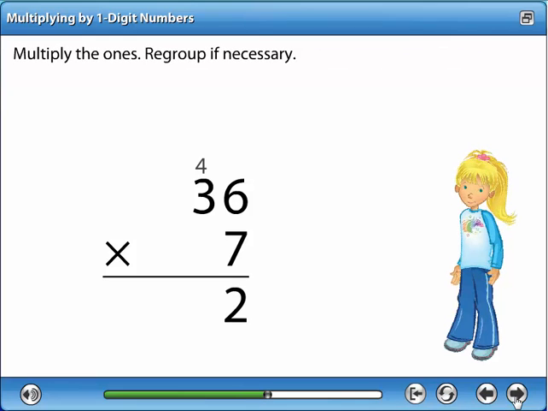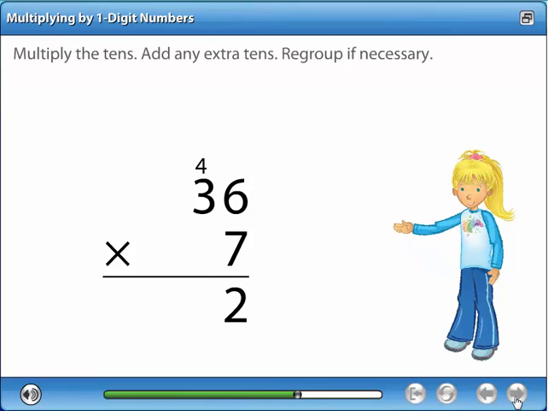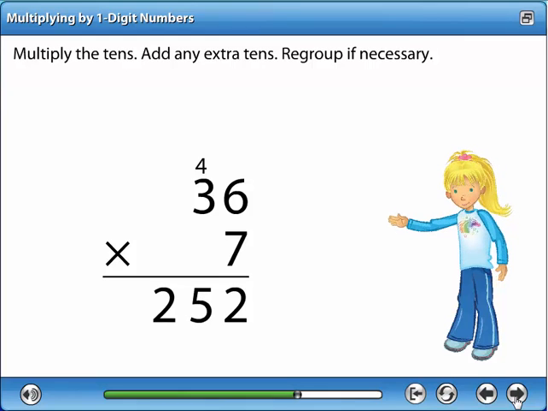Multiply the ones. Regroup if necessary. Regroup 42 ones as 4 tens and 2 ones. Multiply the tens. Add any extra tens. Regroup if necessary.